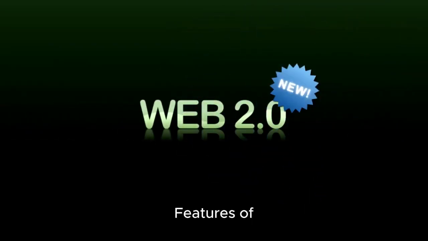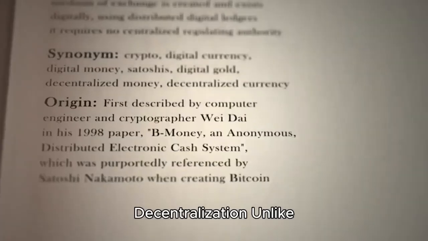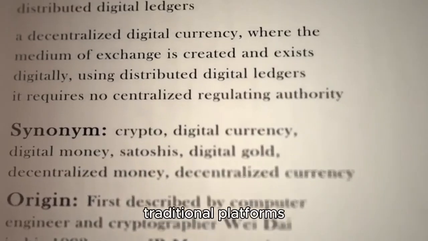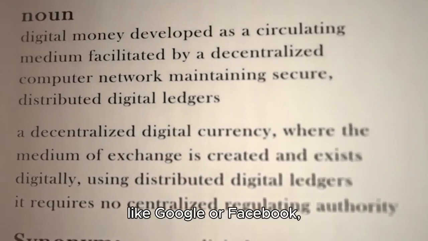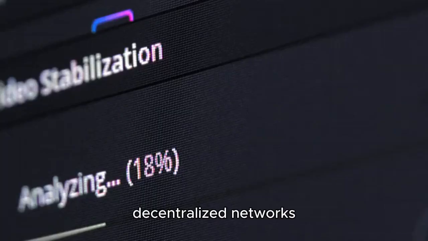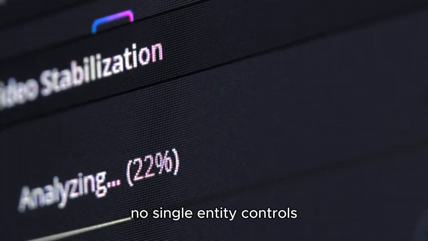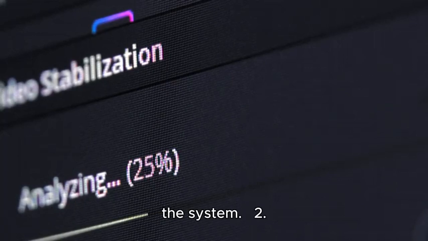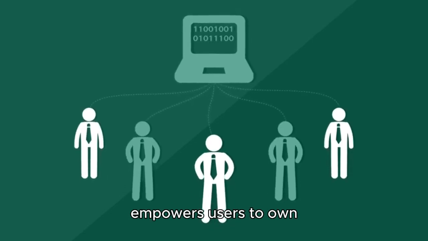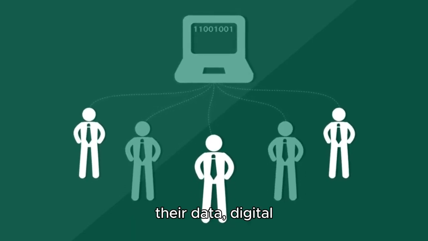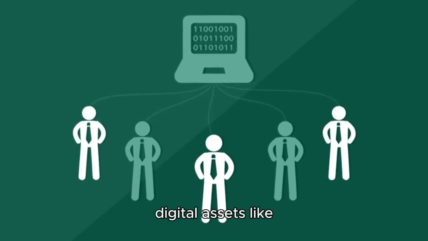Part 2. 5 key features of Web 3. 1. Decentralization. Unlike traditional platforms like Google or Facebook, Web3 applications run on decentralized networks like Ethereum, ensuring no single entity controls the system. 2. User ownership. Web3 empowers users to own their data, digital identities, and even digital assets like NFTs or tokens.